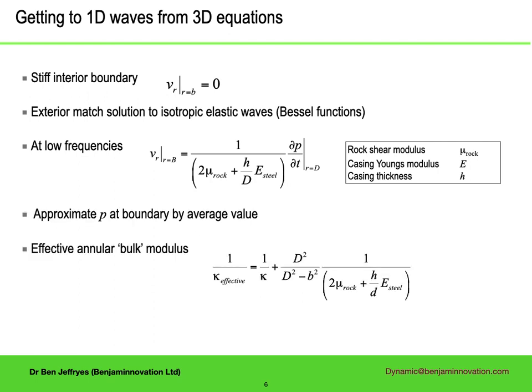If we approximate the pressure at the boundary by its mean value and include it into the rate of change of pressure equation, we find that fluid waves in the annulus are slowed down compared to having a rigid boundary, and there is an effective annulus bulk modulus, which is reduced due to the shear compliance of the rock. Having a steel casing significantly increases the rigidity of the borehole wall.